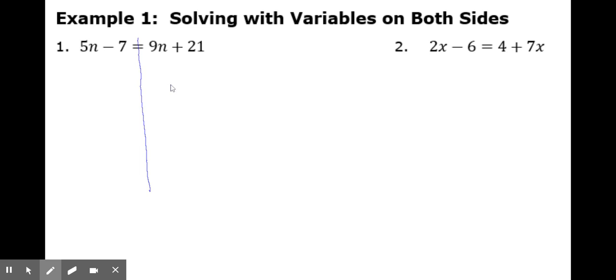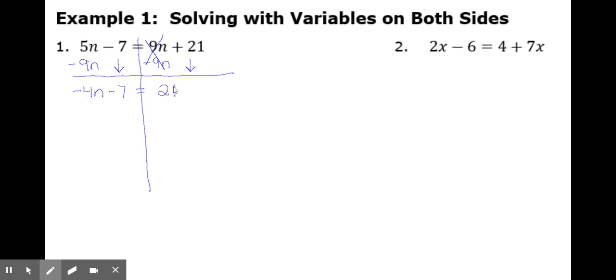Step 2 is adding and subtracting. So step 2a said to move the variable to one side, preferably the left side. So I see a 5n and a 9n. I need to move one of those. I'm going to move the 9n over so I can get rid of it on the right and put it on the left-hand side. This will help us later in the year. So the 9n's will cancel. 5n minus 9n is negative 4n. And then I drop down my constants. So I drop down the negative 7 equals, and I drop down the 21.